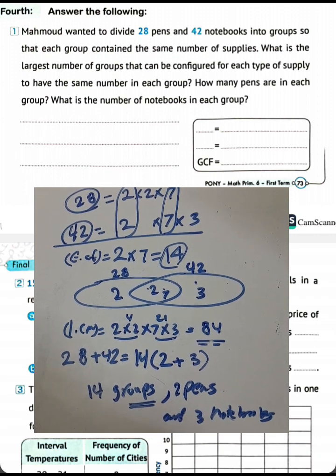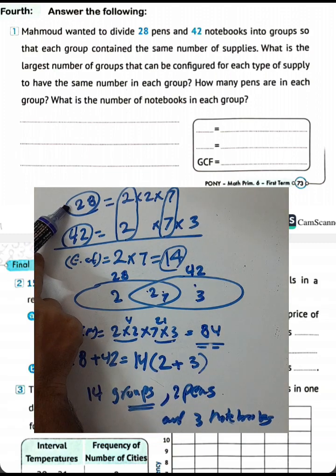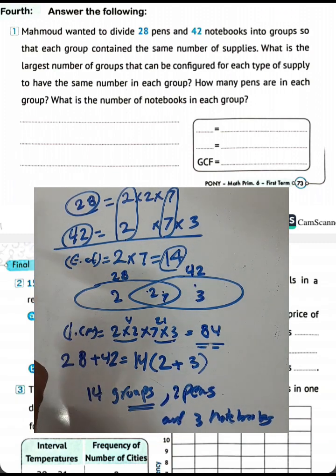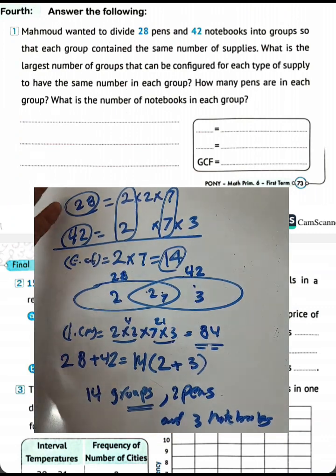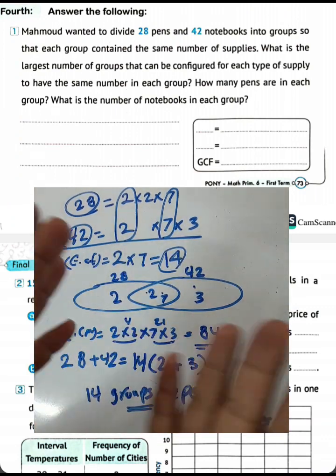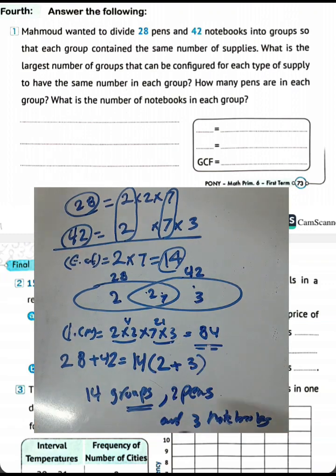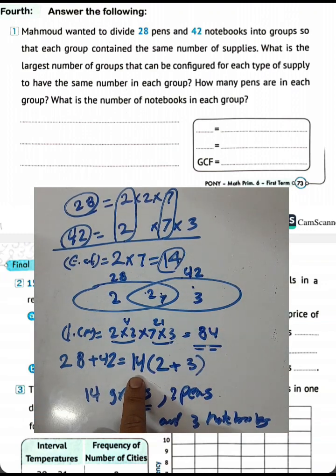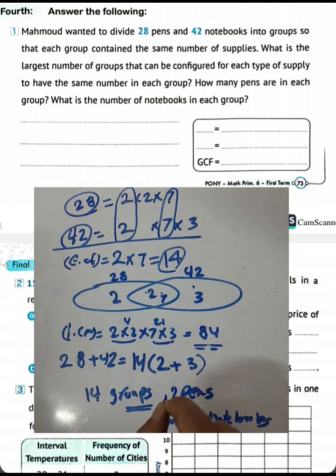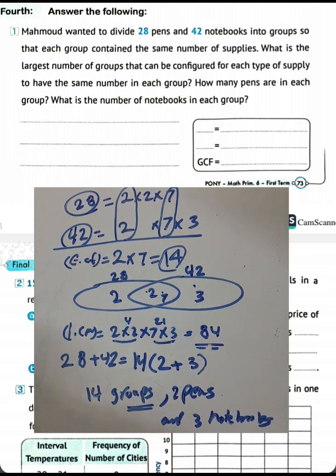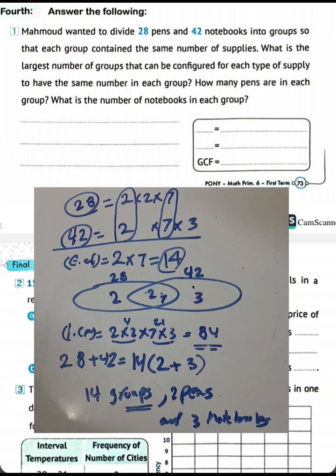Understood? Again, we have 28 pens and 42 notebooks. We want to distribute the total pens and notebooks into groups. How many groups? We will have 14 groups. In each group we will put 2 pens and 3 notebooks. Okay, understood?